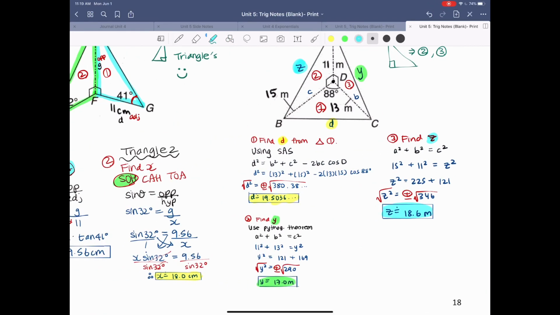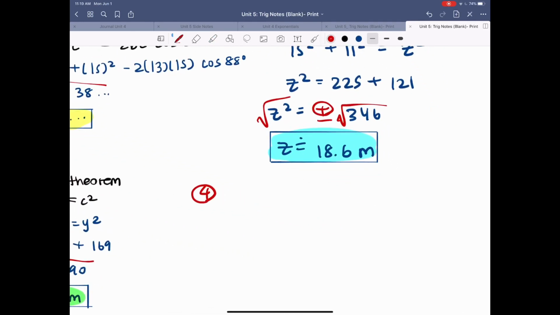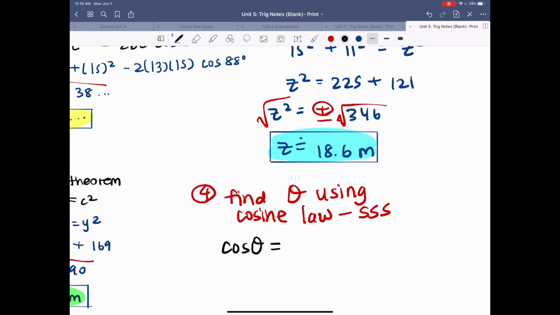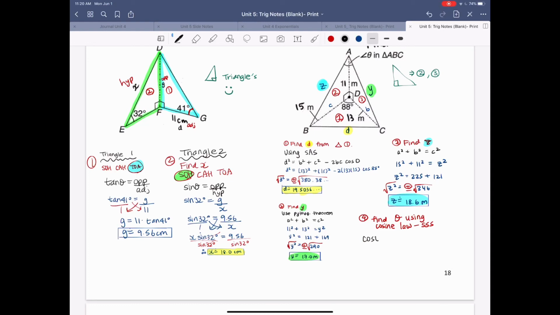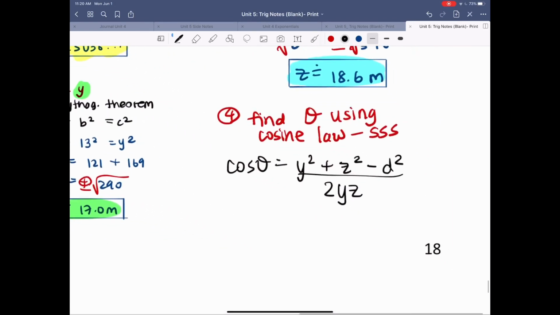So at this point, what is going to be my step 4? Well, my step 4, like I said, is to find theta using the cosine law. My equation is cos theta equals, basically, I add up the other sides, y squared plus z squared, that's how I remember it, subtract the side that's across from the angle, and divide by 2 times the other side lengths multiplied together. Let's plug in.